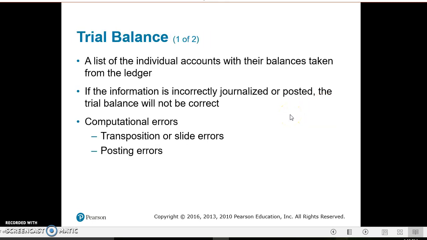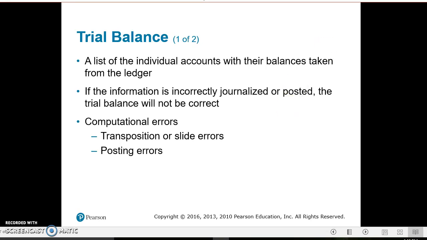The trial balance we have done before. You're going to list all the individual accounts and the balance from their ledgers. So you're going to look at the accounts and go, which ones have a balance, what their balance is, and that's what you're going to use. And you shouldn't have to do any adding and subtracting once you go to do the trial balance, because you should have it all done in your ledger already.